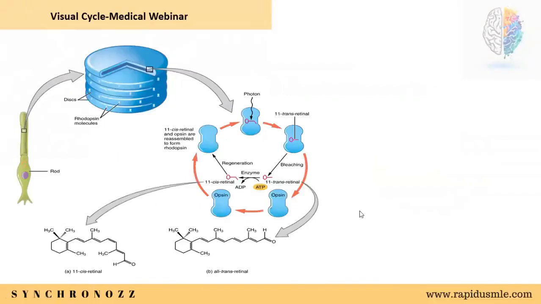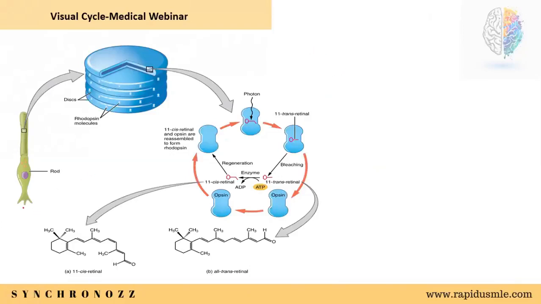So let us now come back to the main topic. Now you have a basic understanding of what the main function of rods and cones is, and what the types of action potentials generated here are. And now let's try to understand how this action potential is generated in a microscopic way. See, there are a few things you need to make a note of.